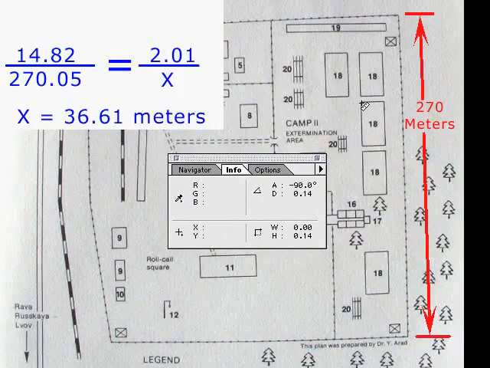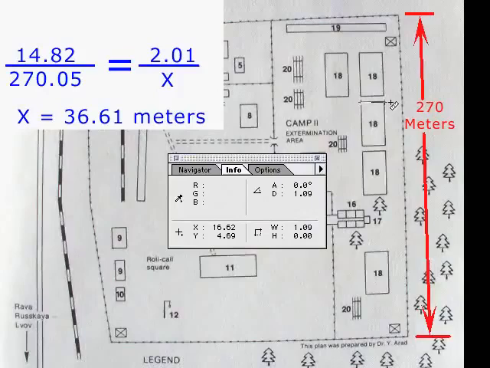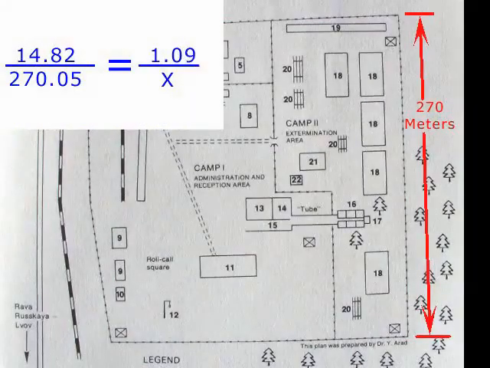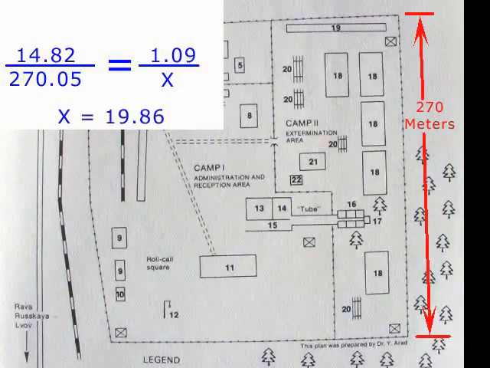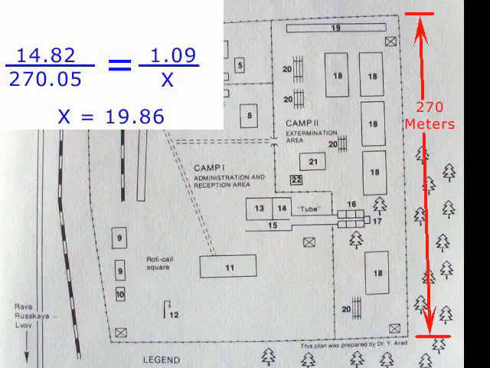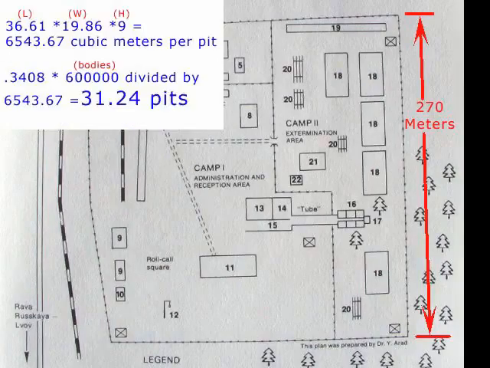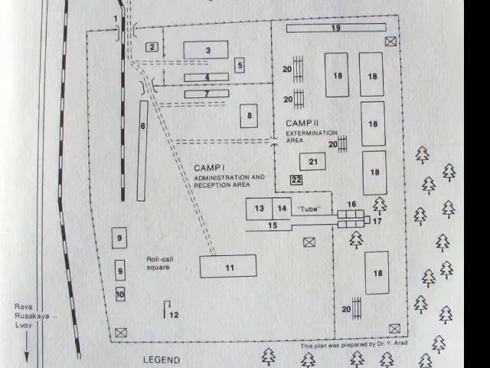Measuring for width, we get 1.09. Plugging this number into our equation, we get the width of a pit as 19.86 meters. This is significantly less than the 50 by 25 meters we've been using. Doing the math from that, we find that we would need 31 pits of this size for 600,000 bodies.